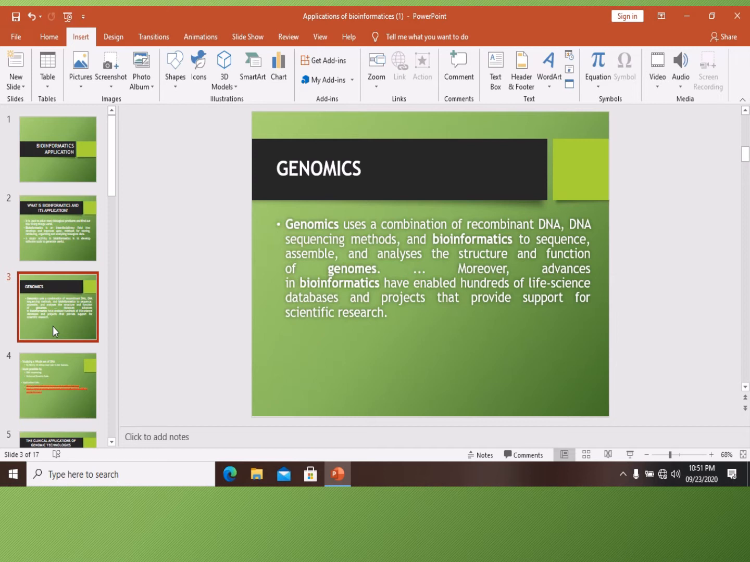assemble and analyze the structure and function of genomes. Genomics is a study of all of a person's genes, including the interaction of those genes with each other and with the person's environment. Genomic medicine is a study of our genes and their interaction with our health, and how a person's biological information can be used to improve clinical care and health outcomes. These are used in medicine.